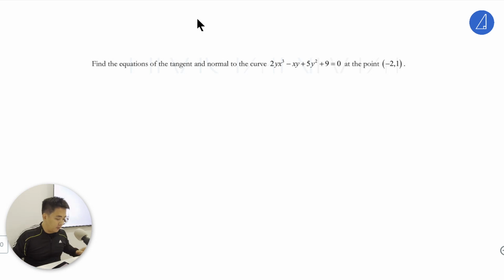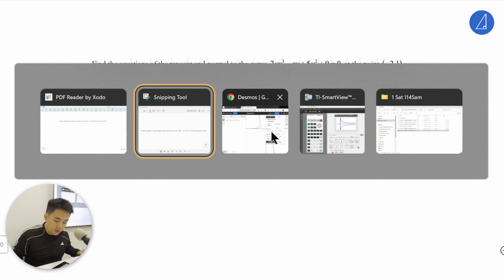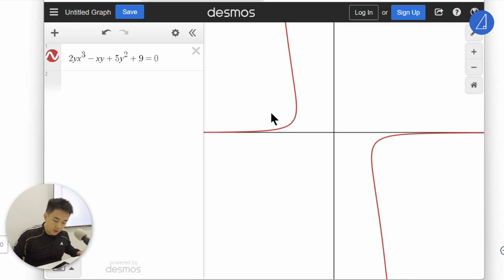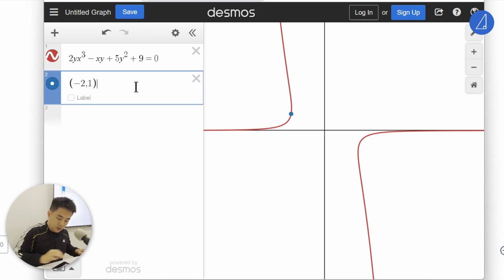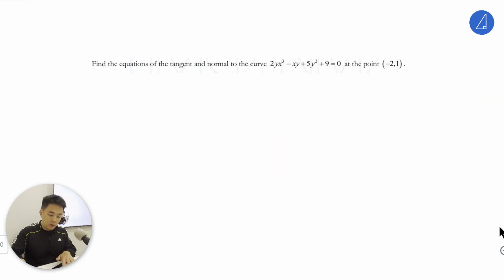So obviously you don't know how to sketch this, but it's okay. Let me just visualize this for you. When you plot the graph, it looks something like that. Okay, so what you want is actually on this curve here, you just want to find the tangent at this point and the normal. Okay, so what do we do?